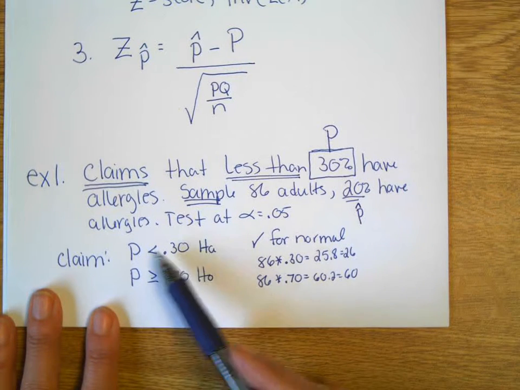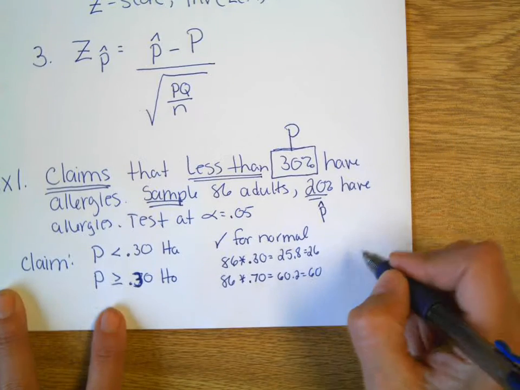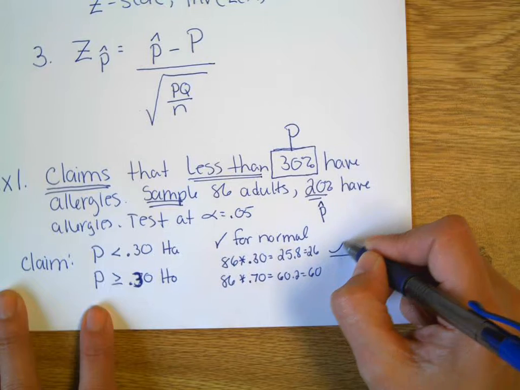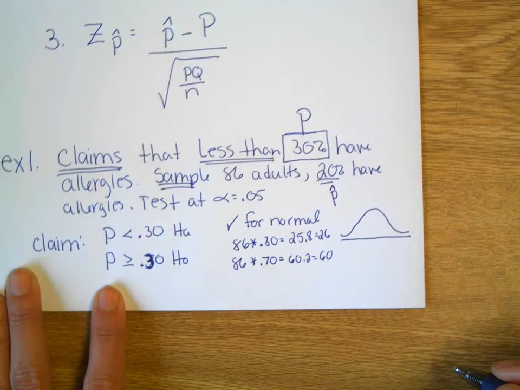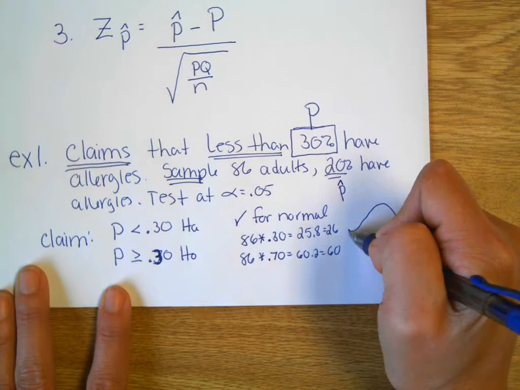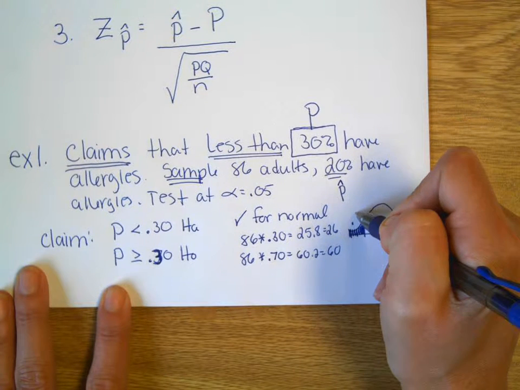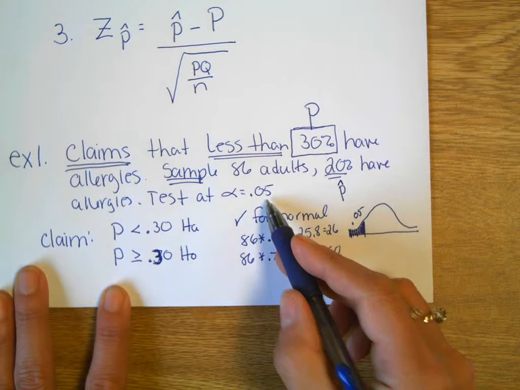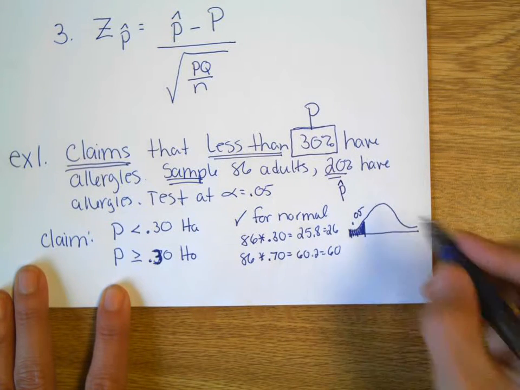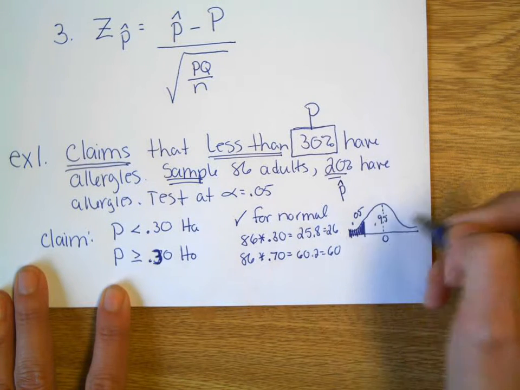After we write our claims, if we're doing it by hand, what's my next step? Not the formula. The sketch, the shaded region. Then we'll go to the formula. So my rejection region is going to be where? In the left tail, because Ha is pointing to the left. How much is shaded here? 0.05. The alpha is your shaded area.